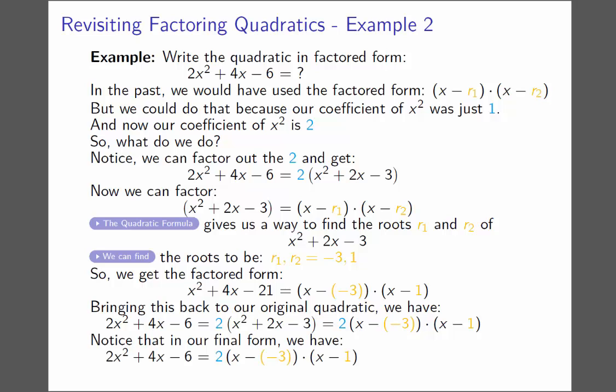Notice that in our final form, we have 2x squared plus 4x minus 6 equals 2 times x minus negative 3 times x minus 1, where 2 is the coefficient of x squared, and r1 and r2 are negative 3 and 1, the roots.